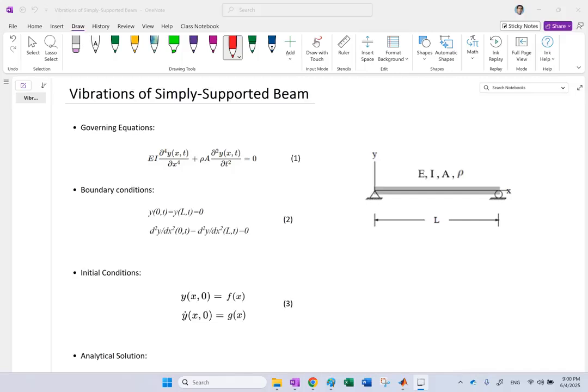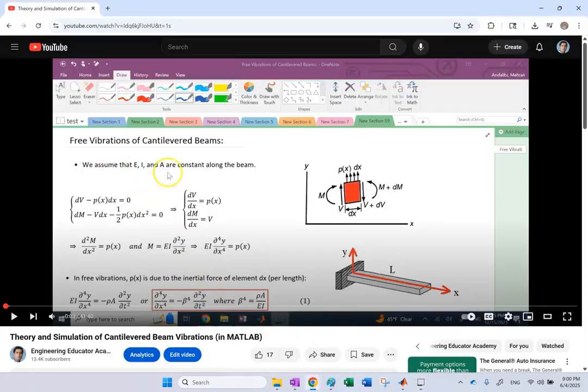Hello everyone. In this video, I'm going to talk about vibrations of simply supported beams. So if you watched my channel under the playlist vibrations, you know I have a video on vibrations of cantilever beams. And to make this playlist more complete, I decided to talk about the simply supported beam. Cantilever beams and simply supported beams are the two most common types of beams that you see.